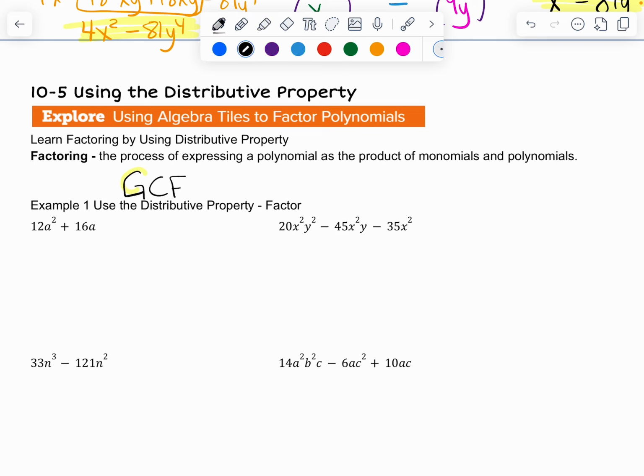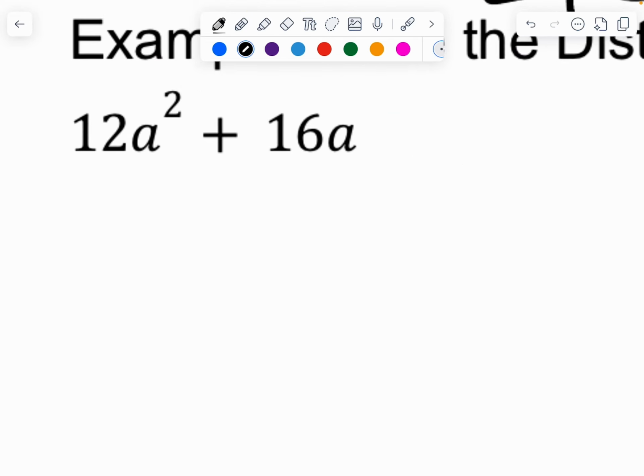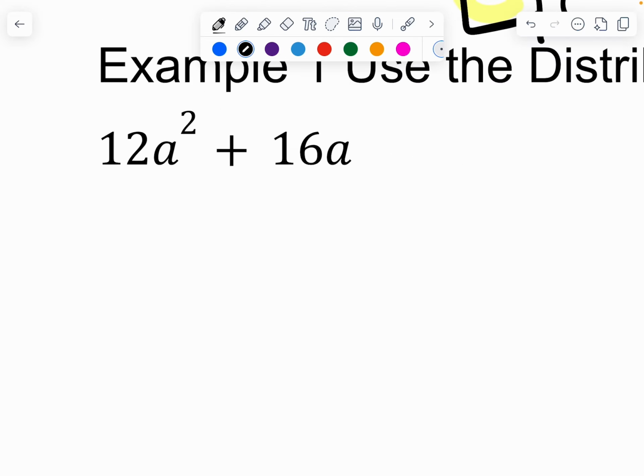So what we're going to do is find the GCF, greatest common factor, and make it so that it looks like the distributive property. If I look at 12 and 16, what is the biggest number that goes into 12 and 16? Well, 4 is. And if you look at it, they both have A's. So we're going to take out that 4A.